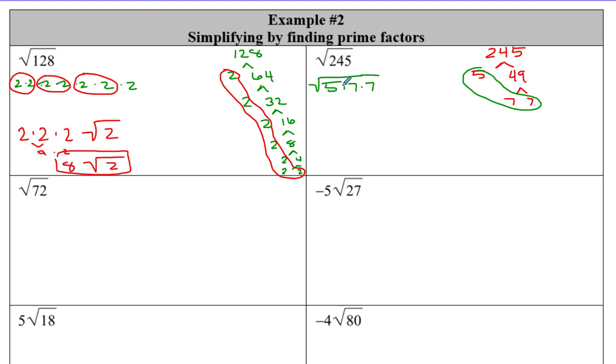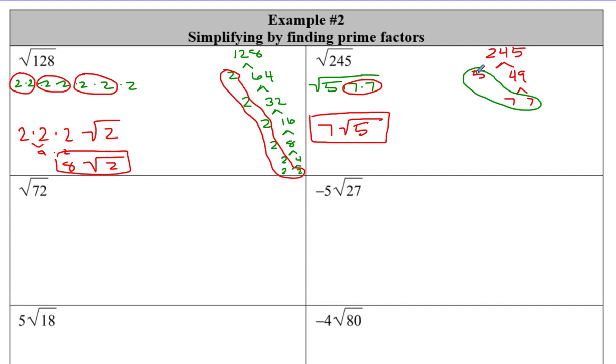So I got to ask myself, do I have any groups of 5? Nope, there's only one of them. I'm looking for pairs. I got a group of 2 7's over here. So I'm going to take out that group of 7's. Okay, and if I only have one group, that means I have only one 7 on the outside. So I have my group of 7's, as that 1, 7, and I have the remaining 5 right here.